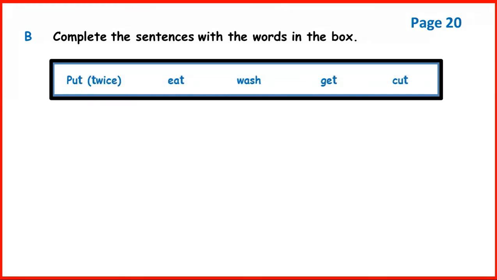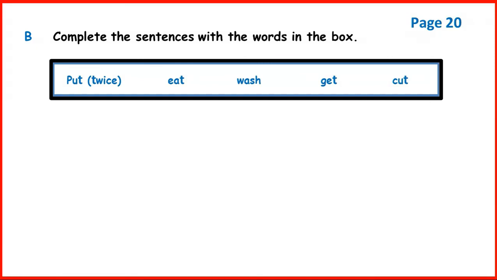Now question B, complete the sentences with the words in the box. Okay, here you have to complete the sentences with the words in the box. And what are the words? Look at. Yes, they are the words. Put and eat, wash, get, cut. Again read all these words. Put, eat, wash, get, cut. Okay, and remember you have to put in the blanks twice.